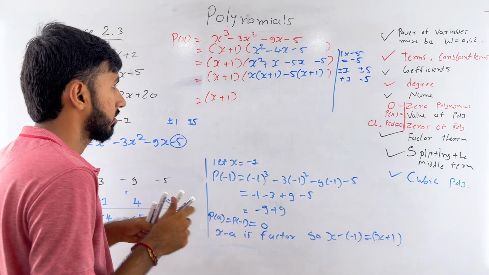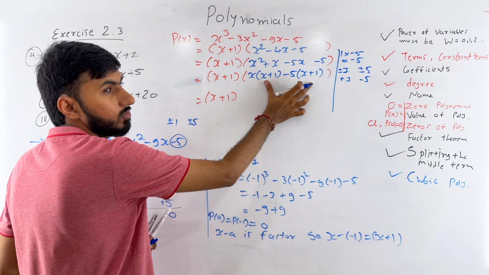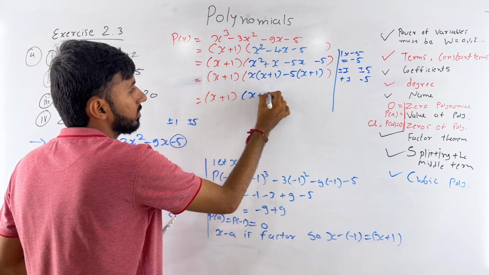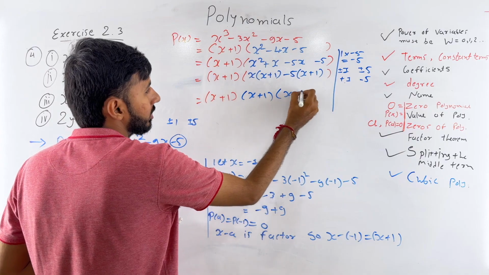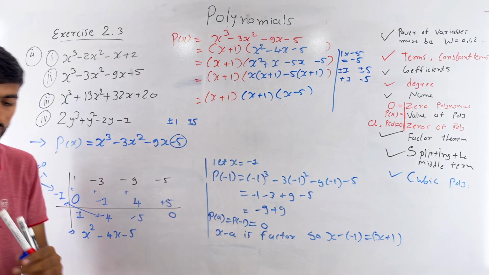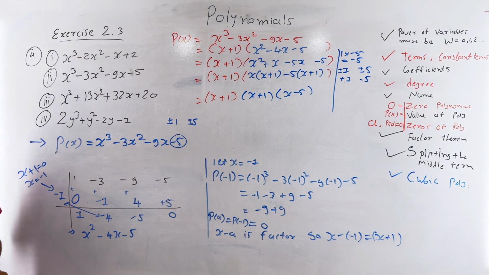Now I can take x plus 1 as common from these two terms. So let me write x plus 1 is common, and in another bracket I have to write x minus 5. These are my factors for the second cubic polynomial, right?